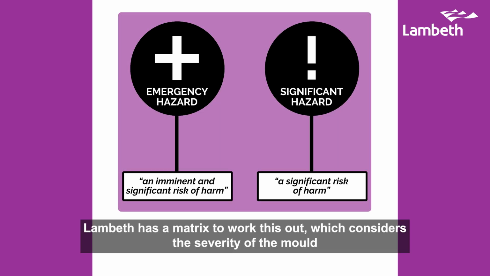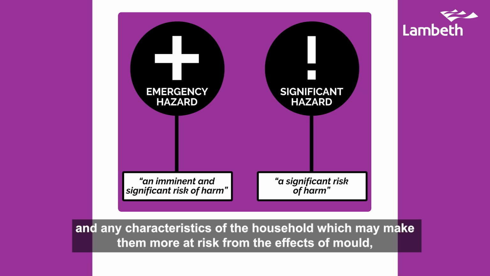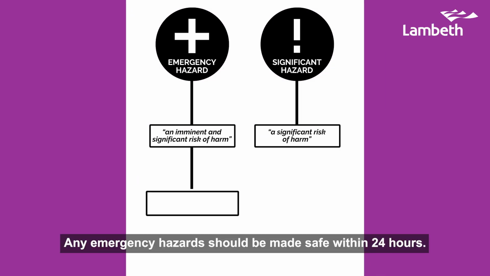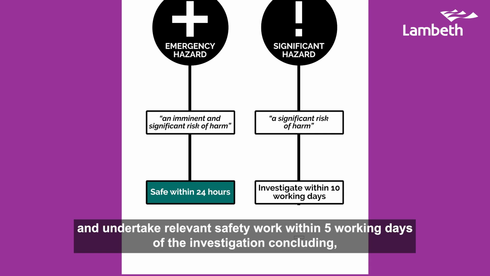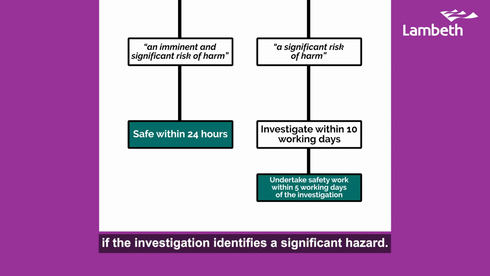Lambeth has a matrix to work this out, which considers the severity of the mould and any characteristics of the household which may make them more at risk from the effects of mould, such as certain medical conditions. Any emergency hazard should be made safe within 24 hours. For significant hazards, we must investigate any potential significant hazards within 10 working days of becoming aware of them, and undertake relevant safety work within 5 working days of the investigation concluding, if the investigation identifies a significant hazard.